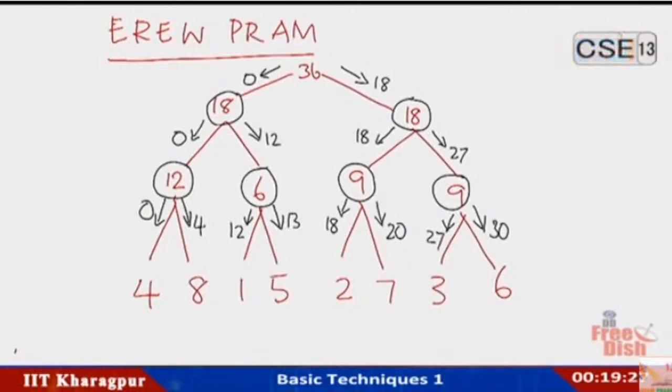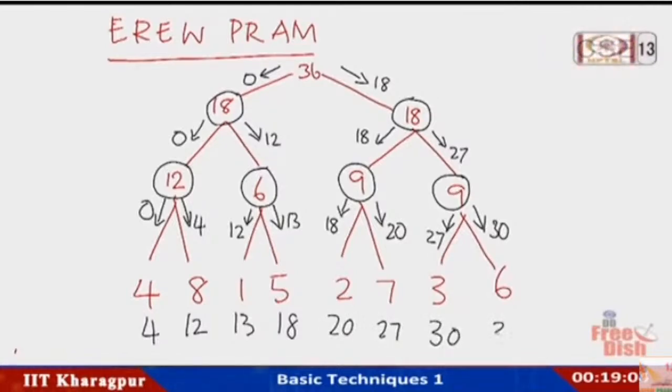So now the leaves are receiving some values from above. These values have to be added to the contents of the leaves. So 4 plus 0 is 4, 8 plus 4 is 12, 1 plus 12 is 13, 13 plus 5 is 18, 2 plus 18 is 20, 20 plus 7 is 27, 27 plus 3 is 30, and 30 plus 6 is 36. We find that these are indeed the prefix sums of the given array. So the algorithm works correctly.